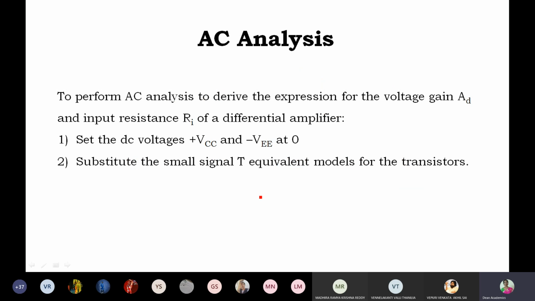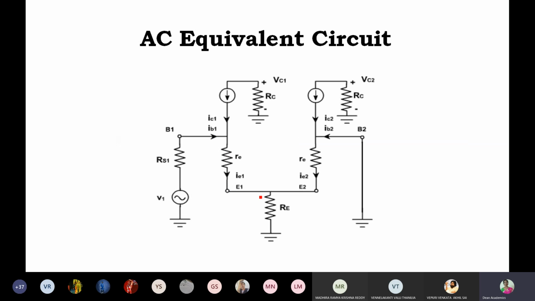We get these expressions. Now, AC analysis. While carrying out AC analysis, what do we do, ma'am? Any one of you? We take 2 steps. What are the 2 steps?